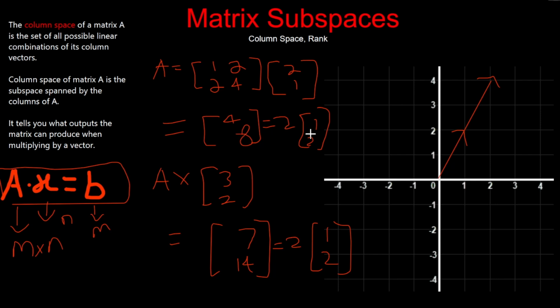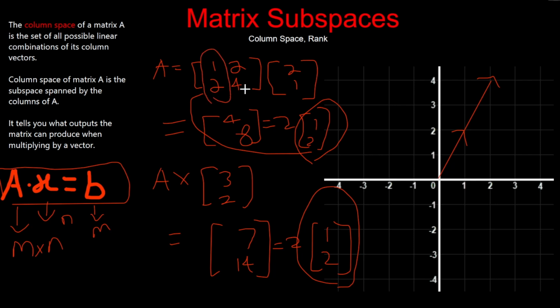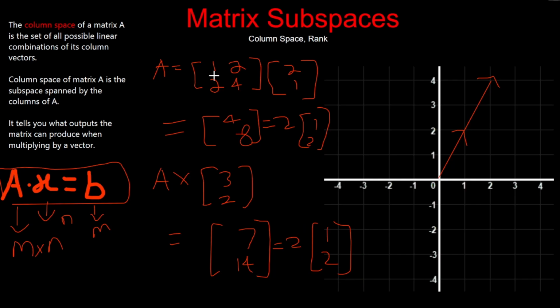So we can take the 2 common and represent it as 2 times the matrix 1 and 2. Let's also take another example, where we multiply the same matrix with another vector, 3 and 2. If you multiply that, we will get 7 and 14, which also can be written as 2 times 1 and 2. So what is this 1 and 2? It's also a column of the matrix which we took. So why is it so?